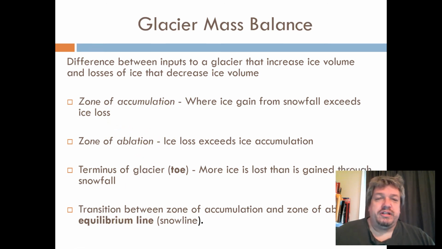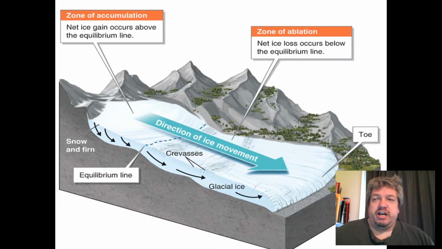So let's show you what it looks like. Here's a glacier up in the mountains. Up here high in the mountains, it snows every year. The snow doesn't melt, it adds up. So the glacier is growing. It's gaining more snow every year. So this is the zone of accumulation. Now it loses some because the glacier flows downhill. So it adds new ice every year, but some ice goes downhill. But it's adding more ice than is leaving.